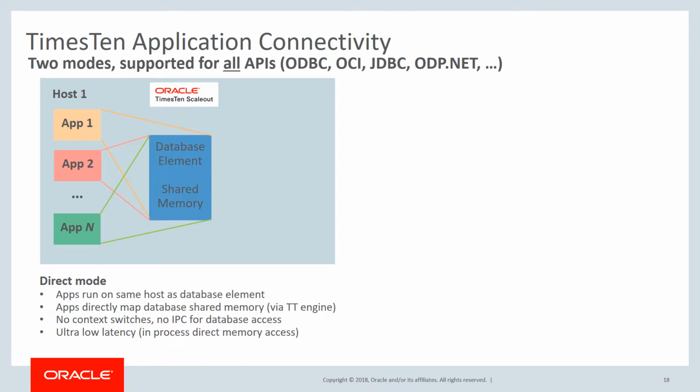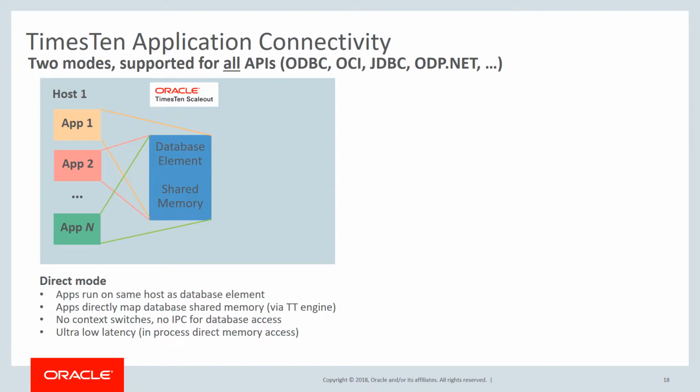And this isn't specific to Scaleout. This also applies to TimesTen Classic, and it's been like this since the product first began. TimesTen supports 2 different types of application connectivity. And these 2 different types of connectivity are supported by all the APIs that we provide, okay? So regardless of the API you use, you can choose one or other.